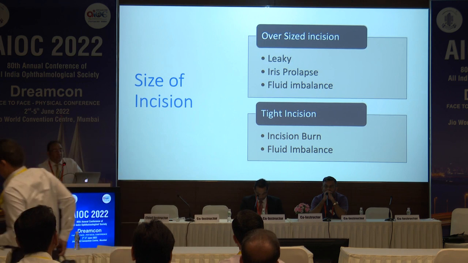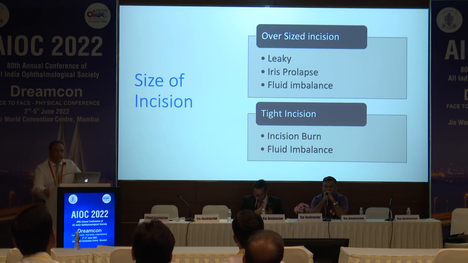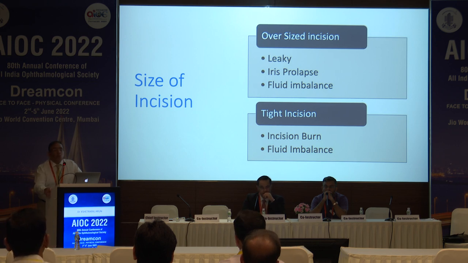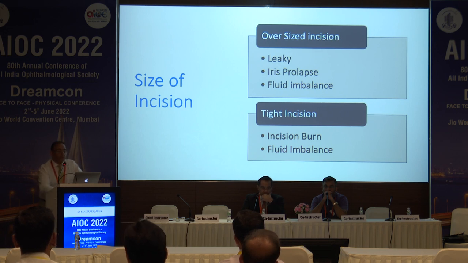So, size of the incision: an oversized incision will leak. So you need to use the right size keratome for your phaco. If you're using a 2.2 millimeter tip, use a 2.2 millimeter keratome. And if you're using a 2.8 millimeter tip, use a 2.6 or 2.8 millimeter keratome. So you need to use the proper keratome. An oversized incision can lead to leakage, iris prolapse, and of course fluid imbalance, as I just told you.